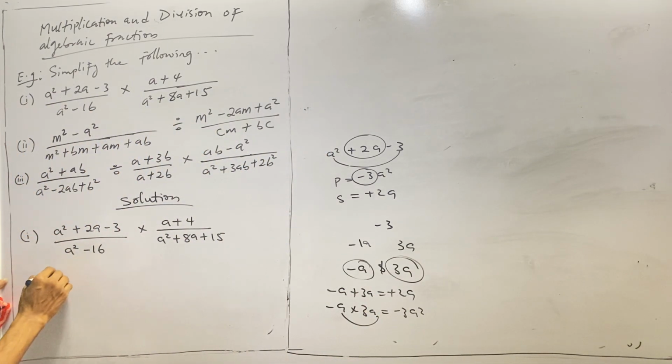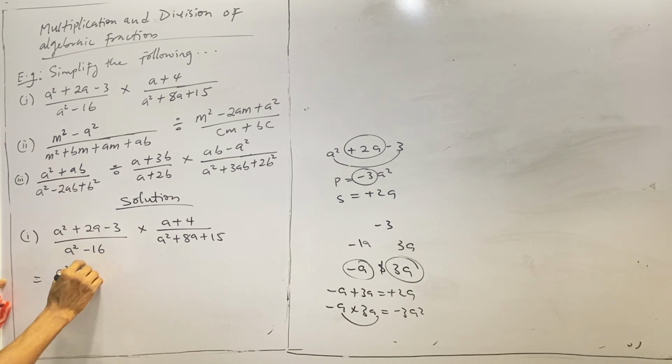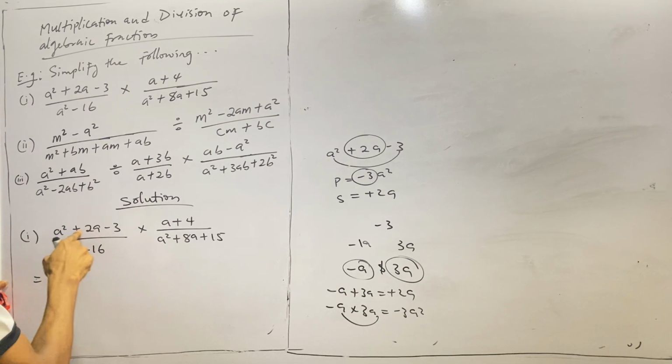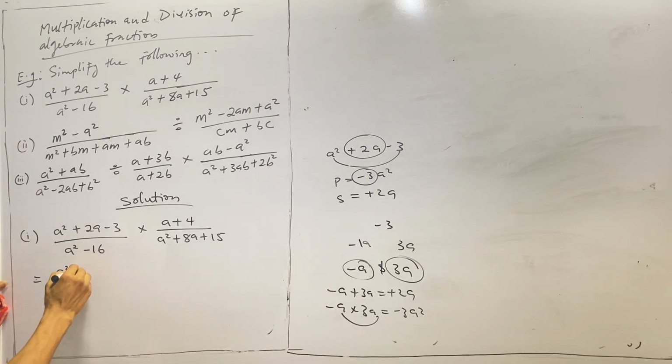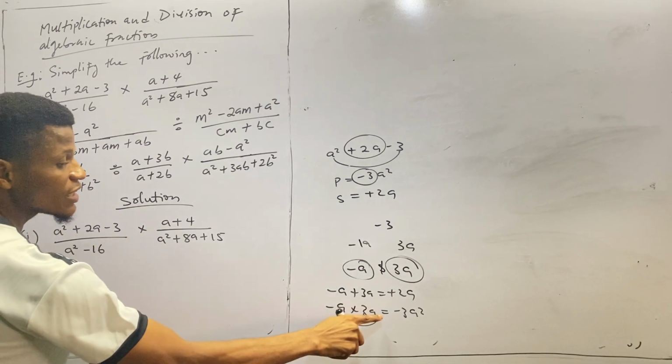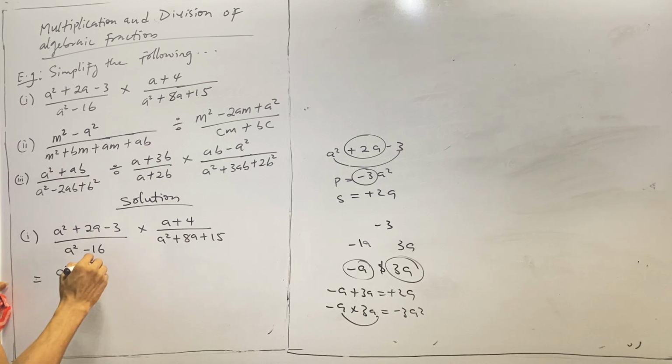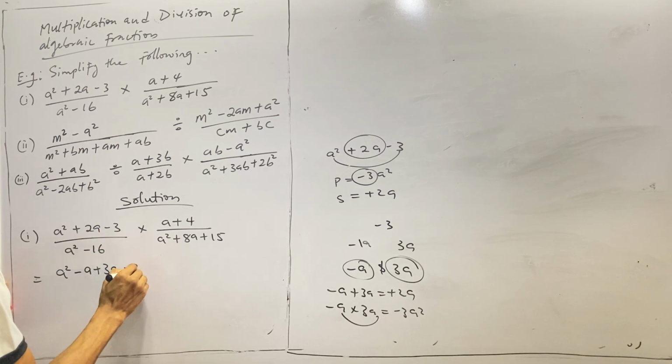So if we do that, we have a squared plus, is it plus? No, we have minus a here. Of course, plus minus is minus. So we have minus a. We are replacing this with minus a and 3a. So minus a plus 3a will give us plus 2a, right? Then we have minus 3 here.